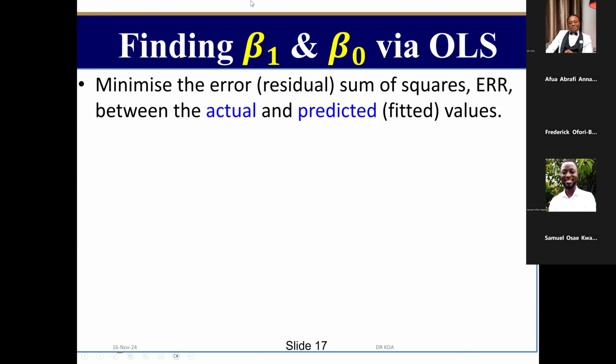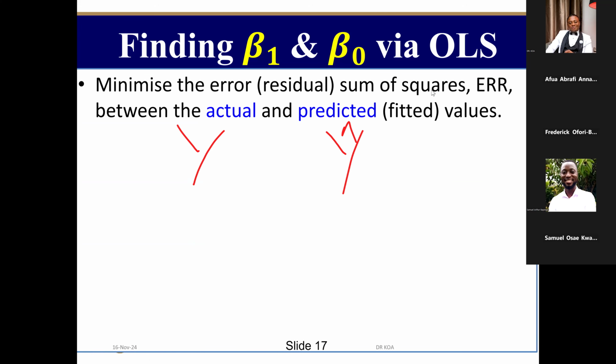So how do you find the beta? That's what we are going to do using the OLS. This is how you find the beta. You minimize the errors, also called the residuals, the sum of squares, between the actual value and the predicted value. The actual value of the dependent variable, which is the y, and the predicted value of the dependent variable. So the actual value is the y, the predicted value is the y cap.